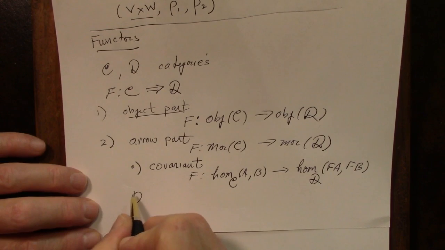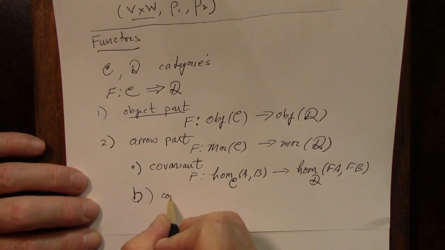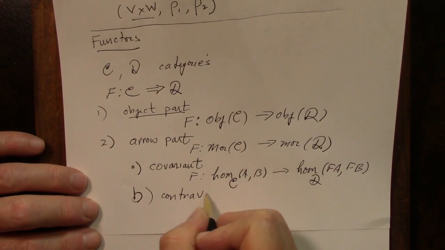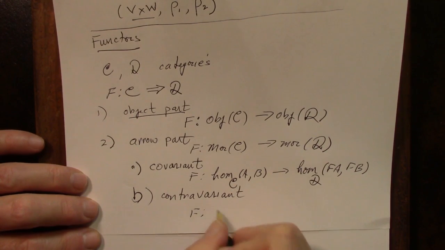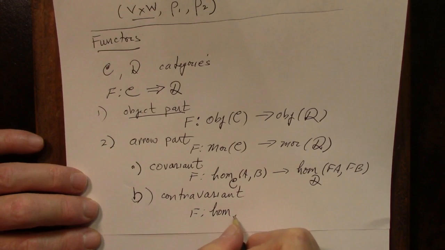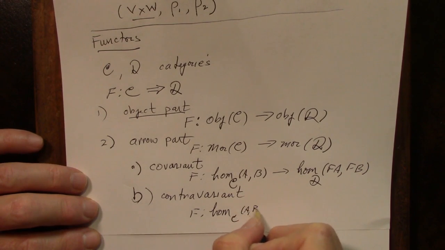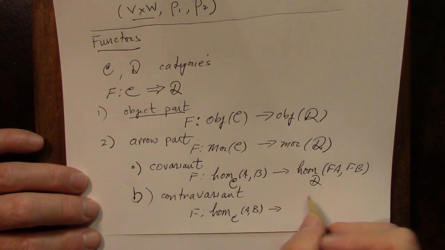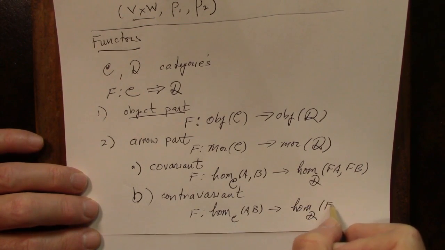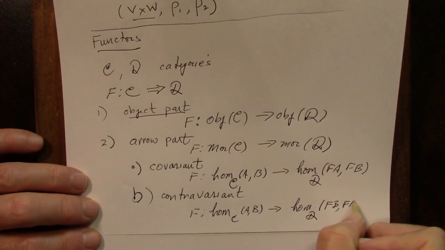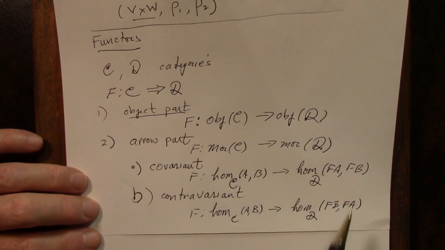In the contravariant case, F maps the Hom set Hom(A, B) to the Hom set Hom(FB, FA). So the difference here is that there's a reversal of direction. These are morphisms from FB to FA.